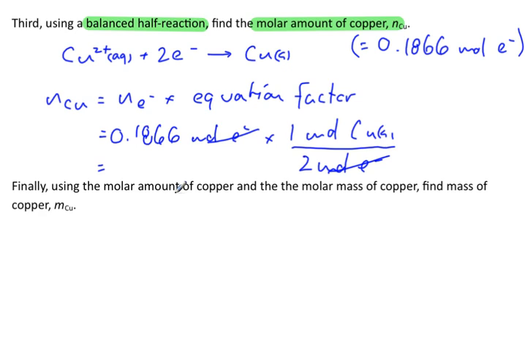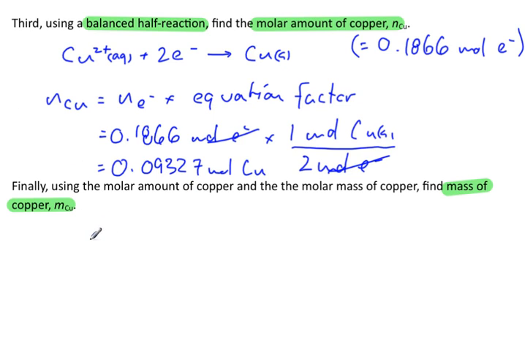0.1866 divided by 2, which is 0.09327 moles of copper. And so then, lastly, I find the mass of my copper using the molar mass of copper and my molar amount.